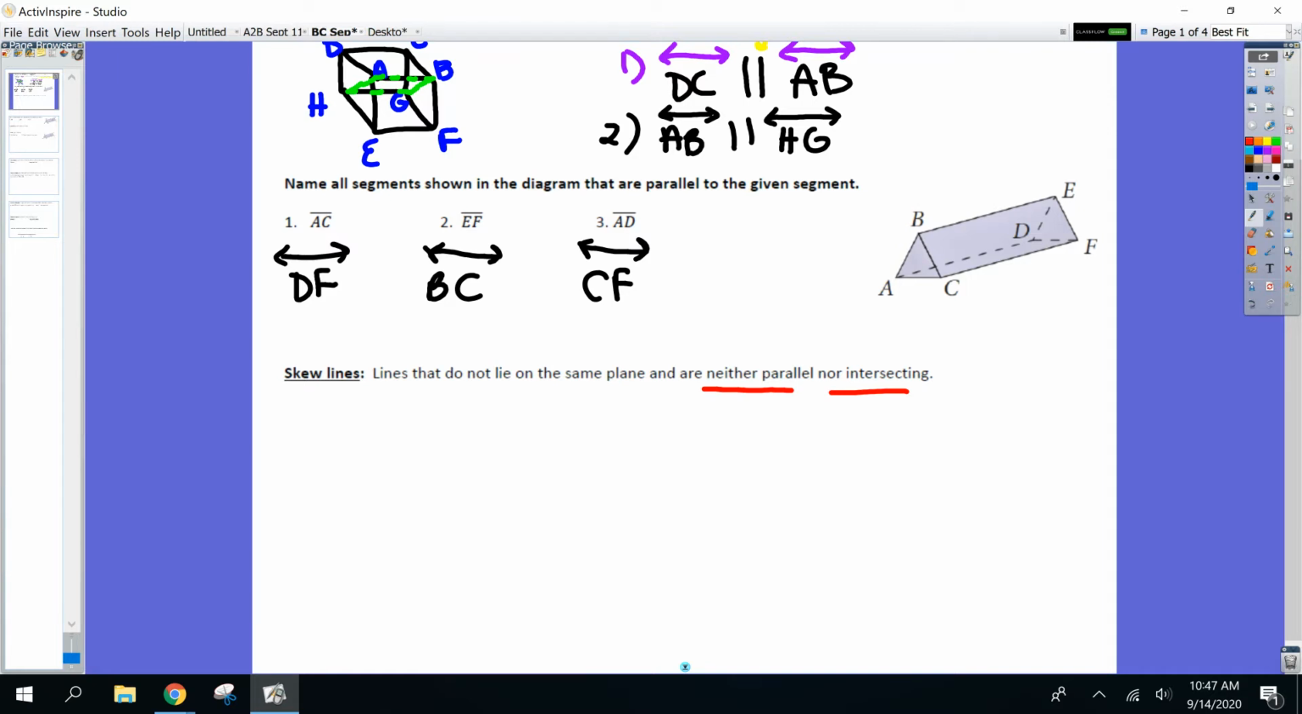These are 2 skew lines I'm holding up to you right now. 2 skew lines. They're not on the same plane. They do not intersect, and they're not parallel. Everyone see that now? We're good? That's what skew lines means.